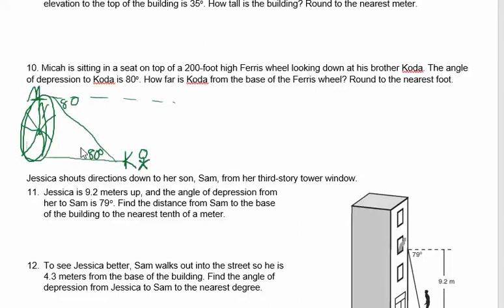How far is Coda from the base of the Ferris wheel? So we're looking for this amount from here to here. We know that this height here is 200. It's a right triangle. So then again, you need to figure out if you can use sine, cosine, or tangent to answer this question.